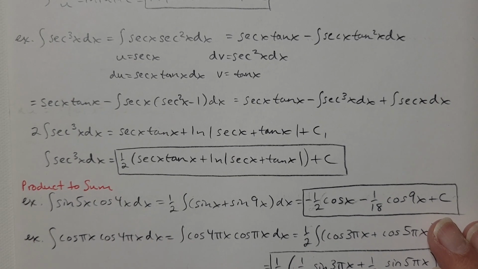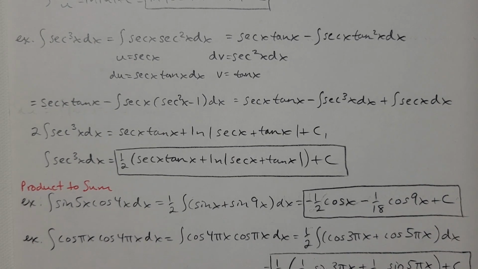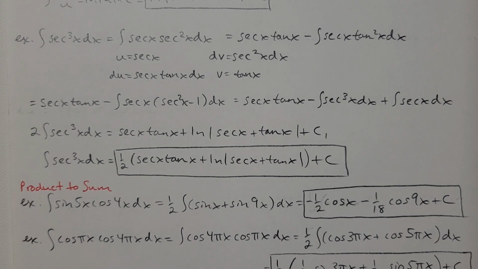Let's try this next example. And by the way, if we want to integrate secant squared x dx, that is very easy. That's going to be tangent x, right? Because the derivative of tangent x is secant squared x.